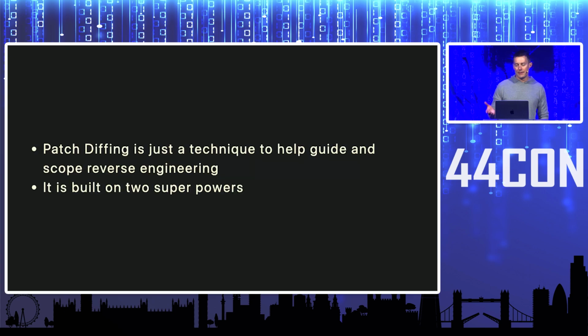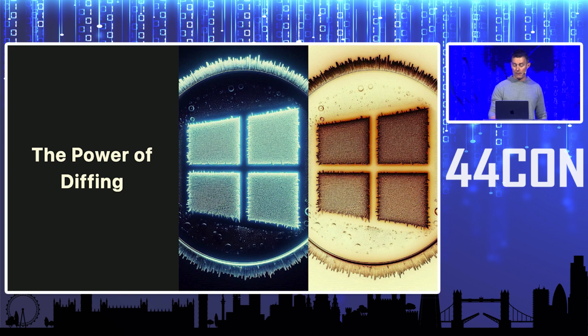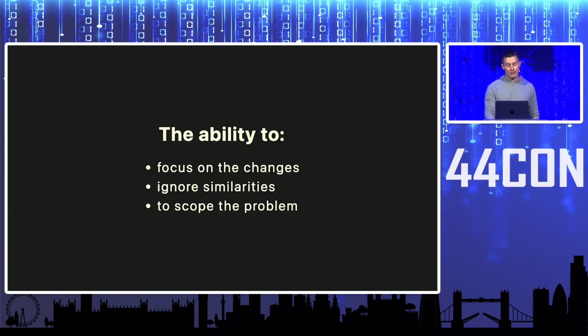It kind of gives you a method to do it, a way to do it, and you're leveraging the two superpowers I'm going to call out here. The first power is the power of diffing: focusing on just the changes, ignoring everything that's the same, and scoping the problem. If you're looking at a piece of software and it's hundreds of libraries or whichever, but all you have to do is look at the one thing that's changed, that makes it a lot simpler of a problem.